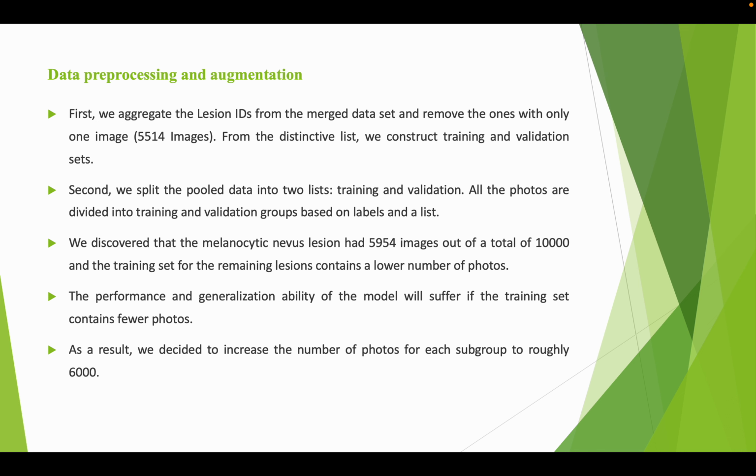We discovered that Nevi has 5,954 images out of the 10,000 images, and the training set for the remaining diseases contains a lower number of photos. So we have to do something about it. For the classes with fewer images, I used data augmentation. I zoomed the image, rotated the image, and did various manipulations of the same image so that it could be fed to the neural network. As a result, we decided to increase the number of photos for each subgroup to roughly 6,000.